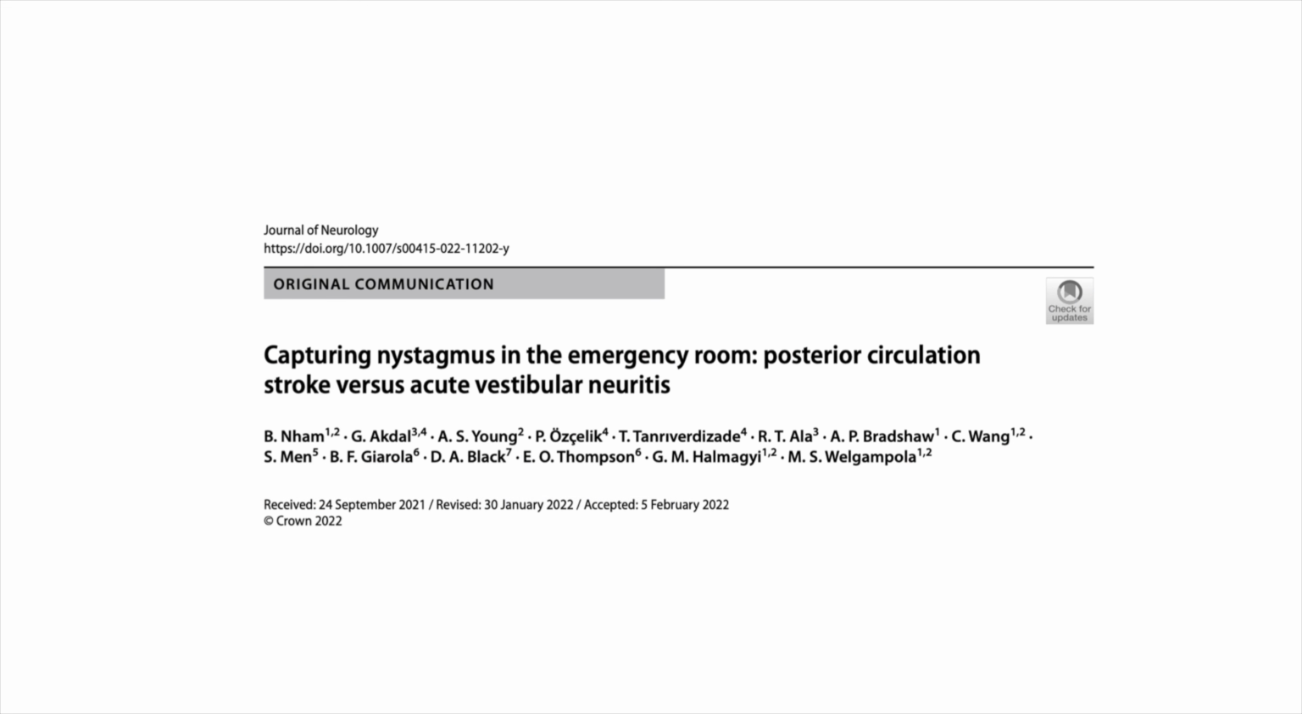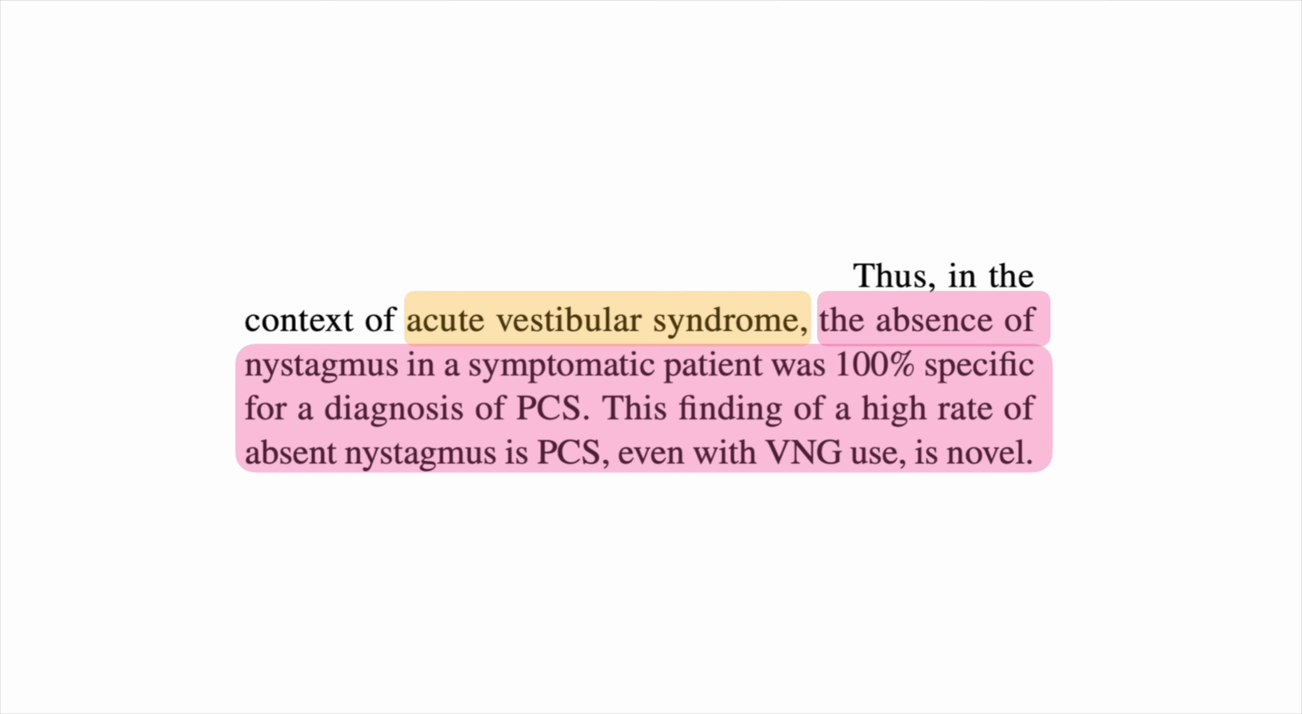There's not a lot of good information about these patients, and what is out there is sometimes conflicting and can just make you more confused. I was prompted to make this video because a paper that was written 3 years ago, mainly by Australian neurologists, made this astonishing statement that in the acute vestibular syndrome, finding a patient that does not have nystagmus when you examine them is 100% specific for the diagnosis of posterior circulation stroke, and they described this as a novel finding.